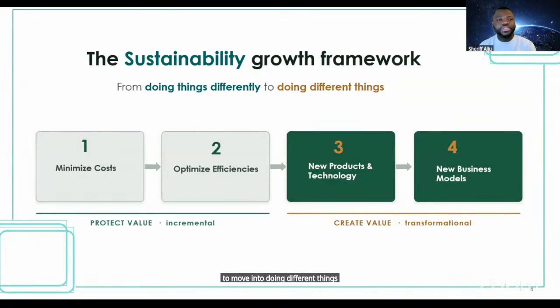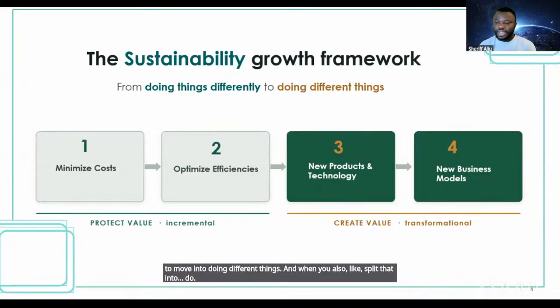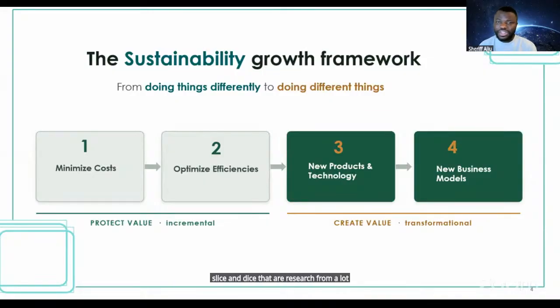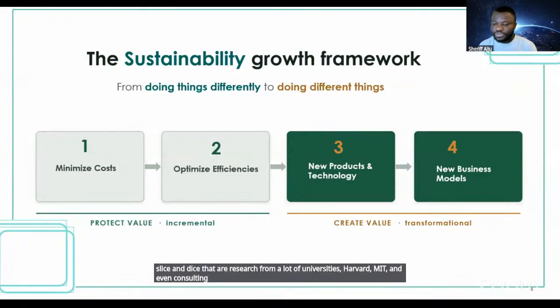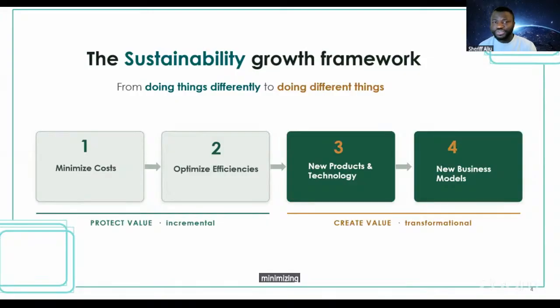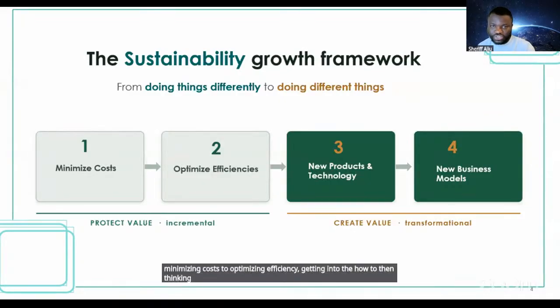And when you do a deep dive into that, you slice and dice that. Research from a lot of universities, Harvard, MIT, and even consulting companies, some of the biggest names, they all agree. Rarely do they agree, but they do all agree on a first-step process to doing that. Basically, you have to start from minimizing costs to optimizing efficiency, getting into the how, to then thinking about new products and technology, and ultimately new business models. So the first two are really about protecting value in an incremental way, solidifying your base, your fundamentals.